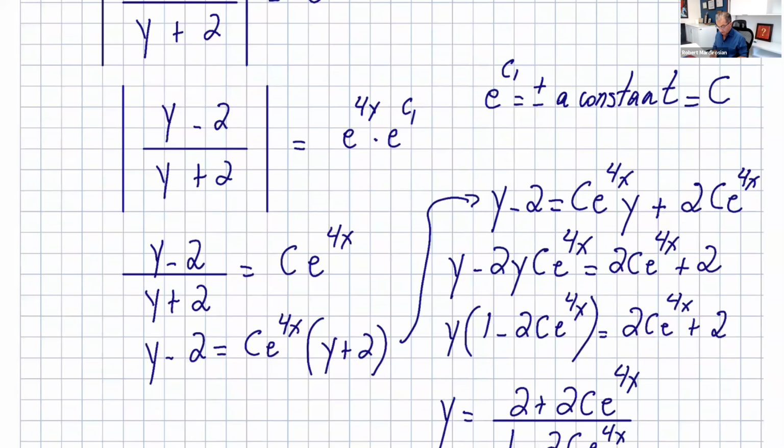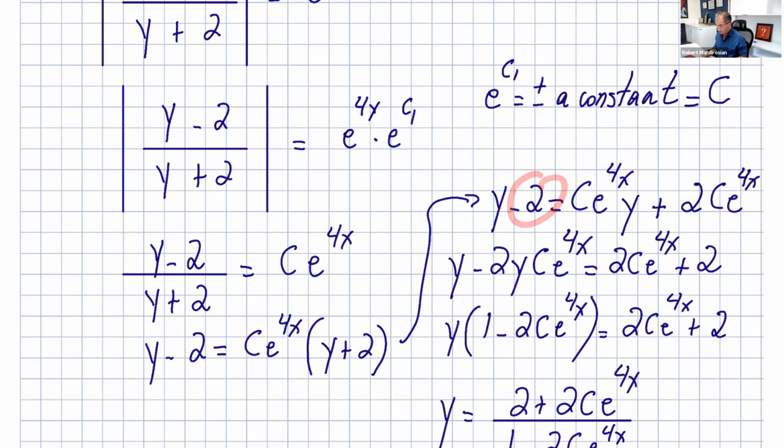And all you have to do is isolate y. So cross multiply, and you get y minus 2 equals c e to the power of 4x times (y plus 2), which is c e to the power of 4x times y plus 2c e to the power of 4x. Take all the terms with y to one side. So you subtract c e to the power of 4x y here, and I wrote that as negative 2yc e to the power of 4x.